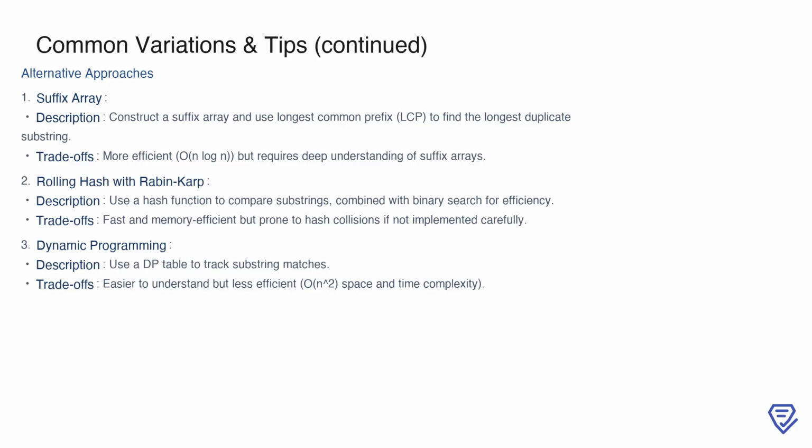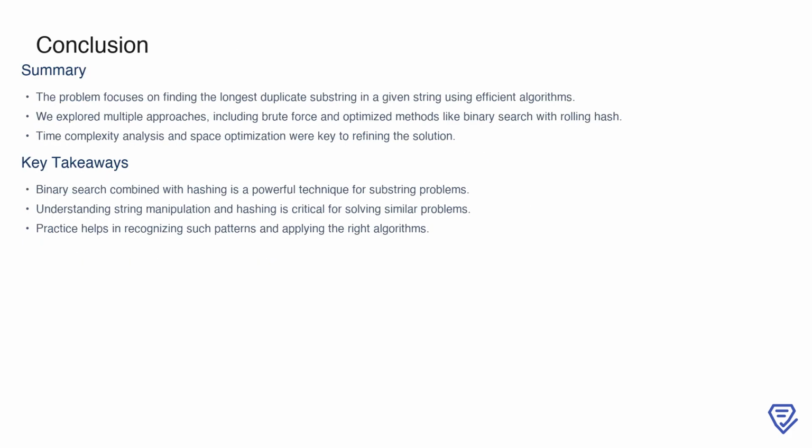Finally, there's the dynamic programming approach. Here, you use a DP table to track substring matches. While it's relatively easier to understand, it's less efficient, as it comes with O(n squared) space and time complexity. Each method has its place, and the best choice often depends on the constraints and requirements of the problem you're solving.